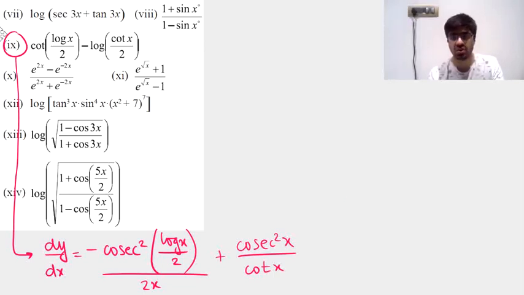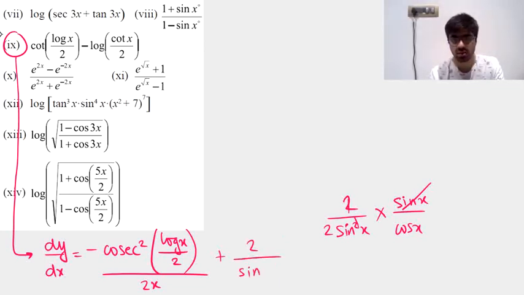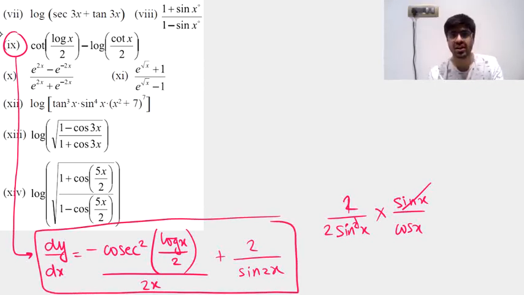Cosec square x will be 1 upon sine square x. Cot x will be cos x upon sine x, so that cos x stays here. Sine x goes up. A sine x here and here gets cancelled. You can further multiply the numerator and denominator with 2. 2 sin x cos x in the denominator becomes sin 2x, and you are left with a 2 in the numerator. So this entire expression is getting simplified to 2 upon sin 2x. And yeah, that's the final simplified expression of dy by dx for your 9th question.